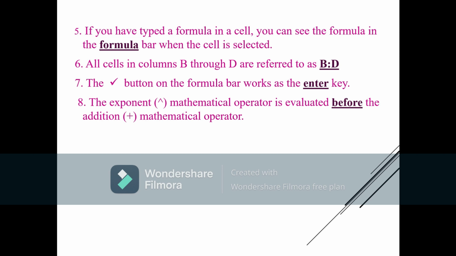Just to check it. Sixth, all cells in columns B through D are referred to as? How can we refer to columns B through D? B colon D, which is B through D. Are you clear? Yes.